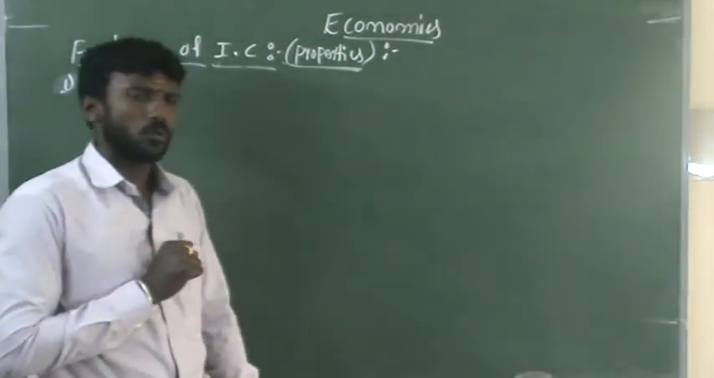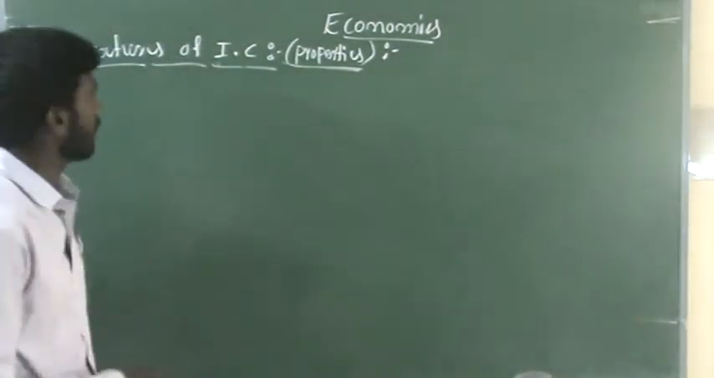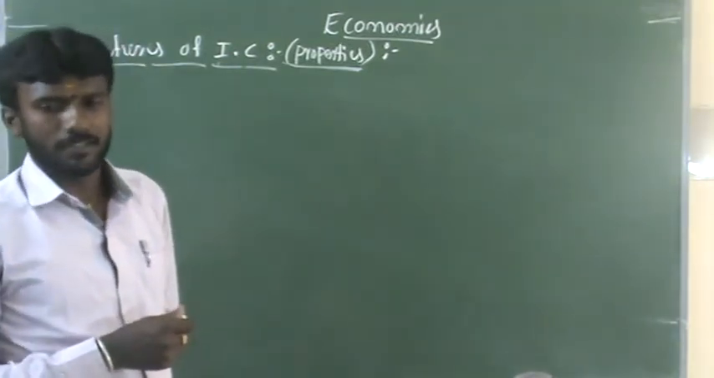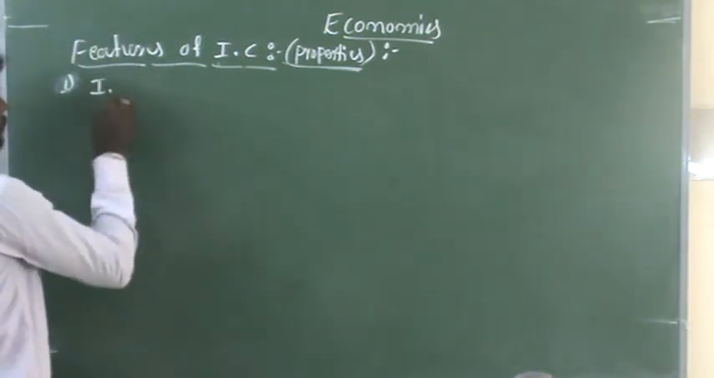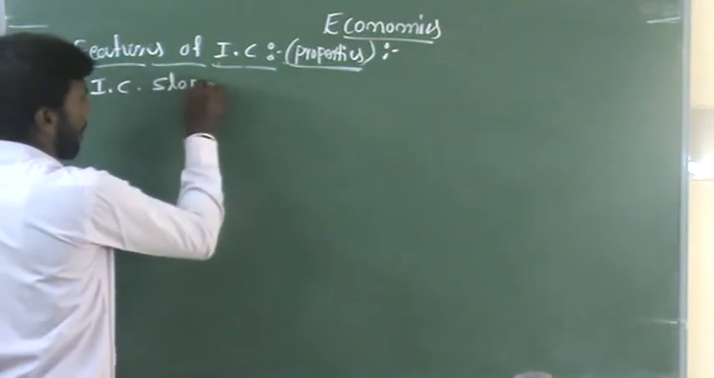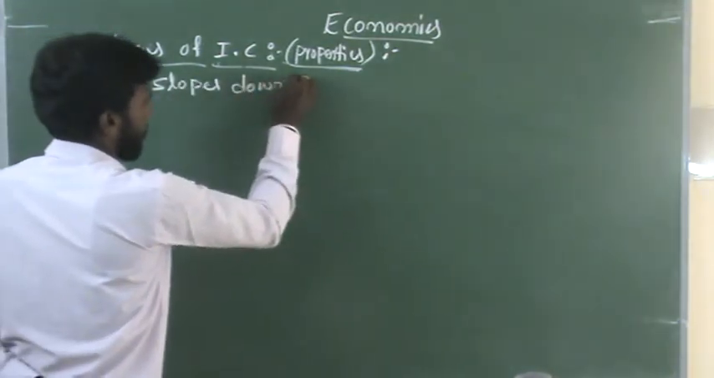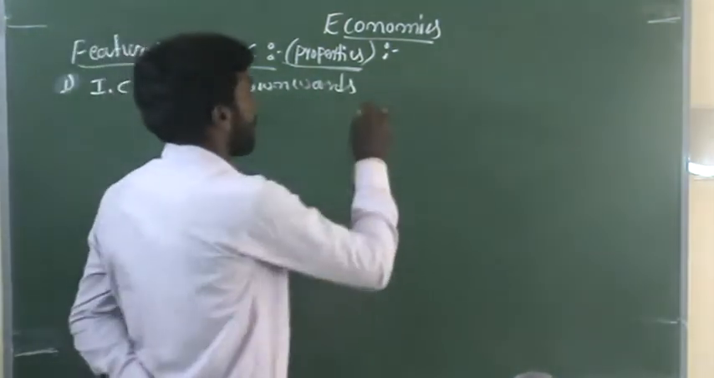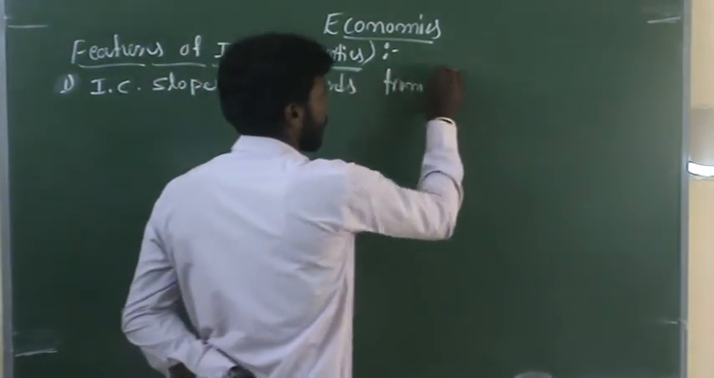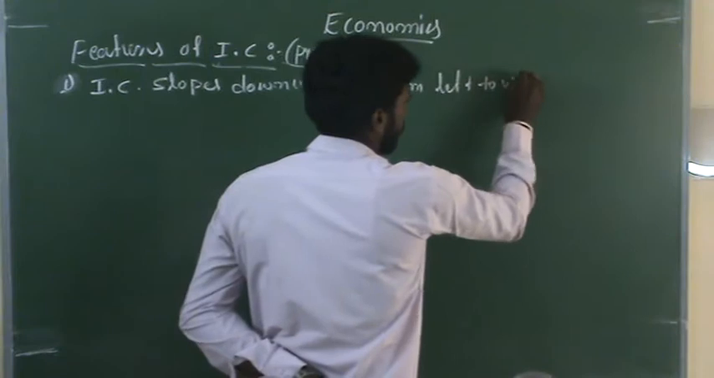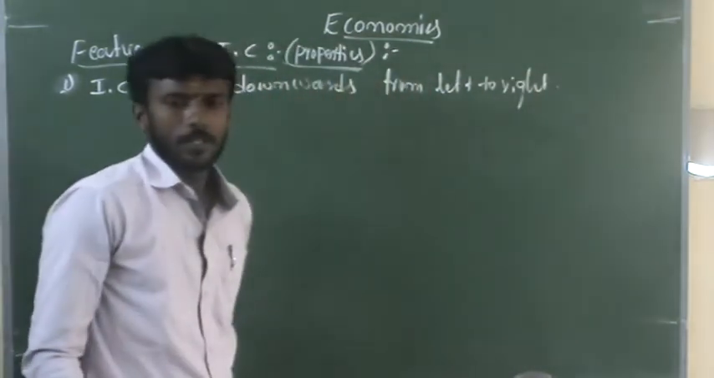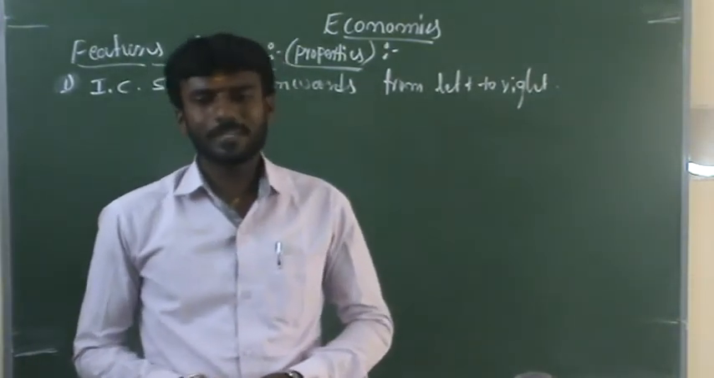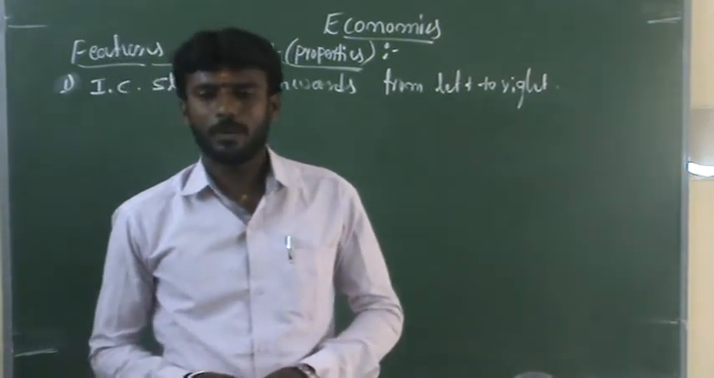See, one by one we are going to study, one by one we are going to learn. The first feature of the indifference curve, or first property of the indifference curve, is that the indifference curve slopes downwards from left to right. The first important feature or characteristic of the indifference curve is that it slopes downwards from left to right.